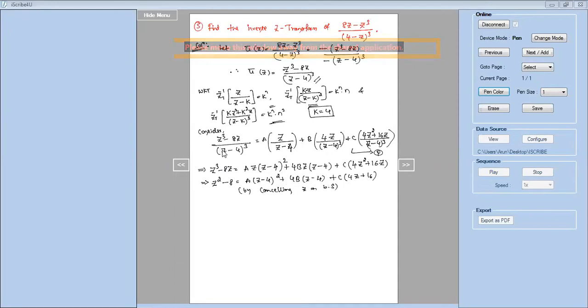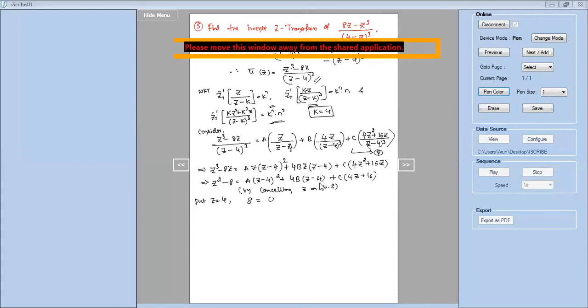To find the values of A, B, C, there is only one root I can put here, z is equal to 4. Let us substitute that. Put z is equal to 4 in the relation. So this is 4 square. 4 square is 16. 16 minus 8, it is 8. The right hand side now, 4 minus 4, 0. And here also 4 minus 4, 0.